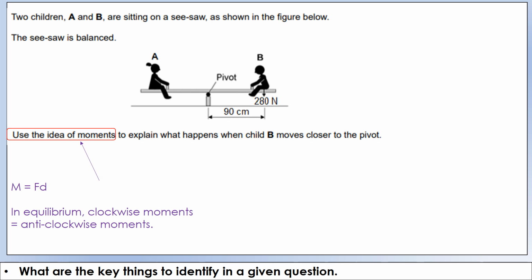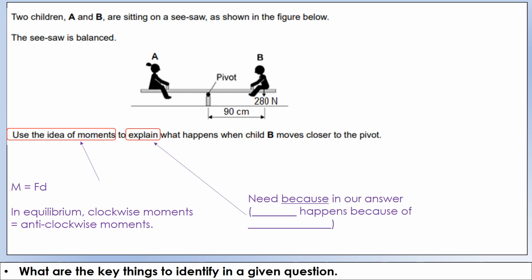I'm breaking down this question. What does this question actually want us to do? Well, it wants us to explain what happens, or it's an explain type question. So in my head, what I'm thinking, I need to be having the word because in my answer. So X happens because of blank. That's what explain is telling me. Then when do we need to do that? We need to do it when child B moves closer to the pivot. So those are the things I'm pulling out and really breaking down.